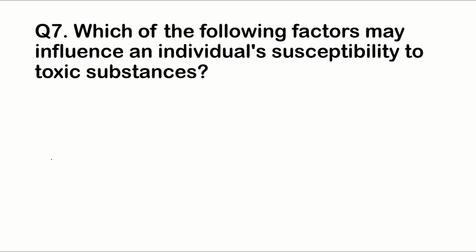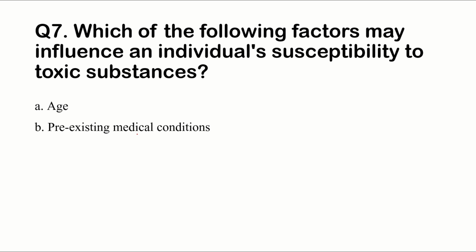Okay, so next, question number 7 is, which of the following factors may influence an individual's susceptibility to a toxic substance? So options are age. Yes, it affects or influences the susceptibility to a toxic substance. Pre-existing medical condition.